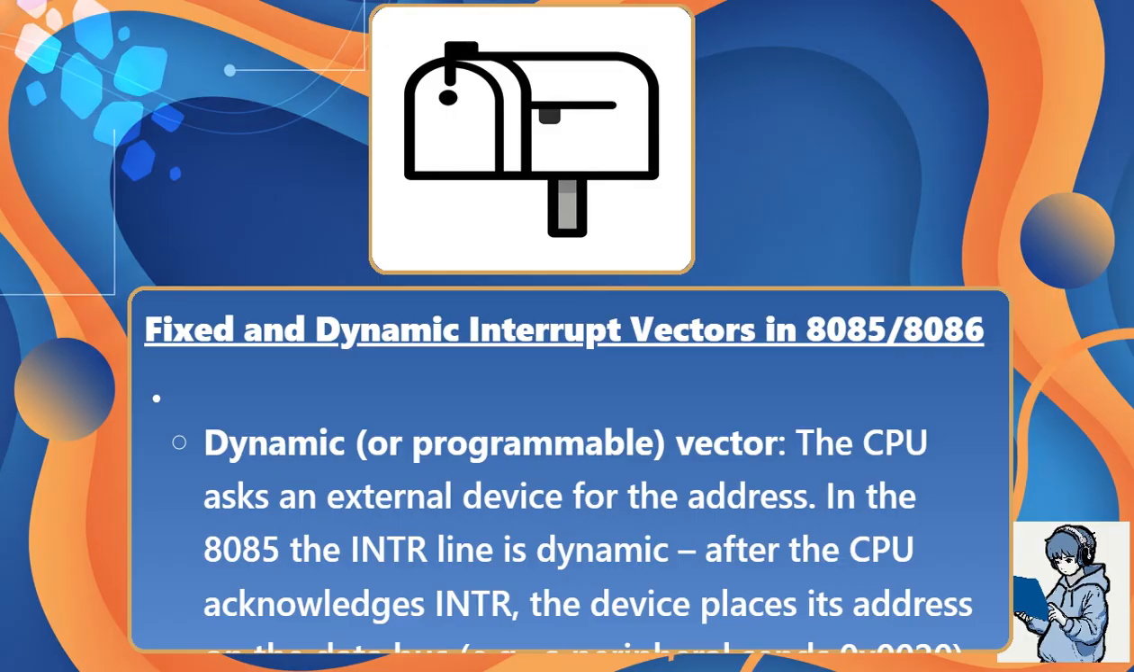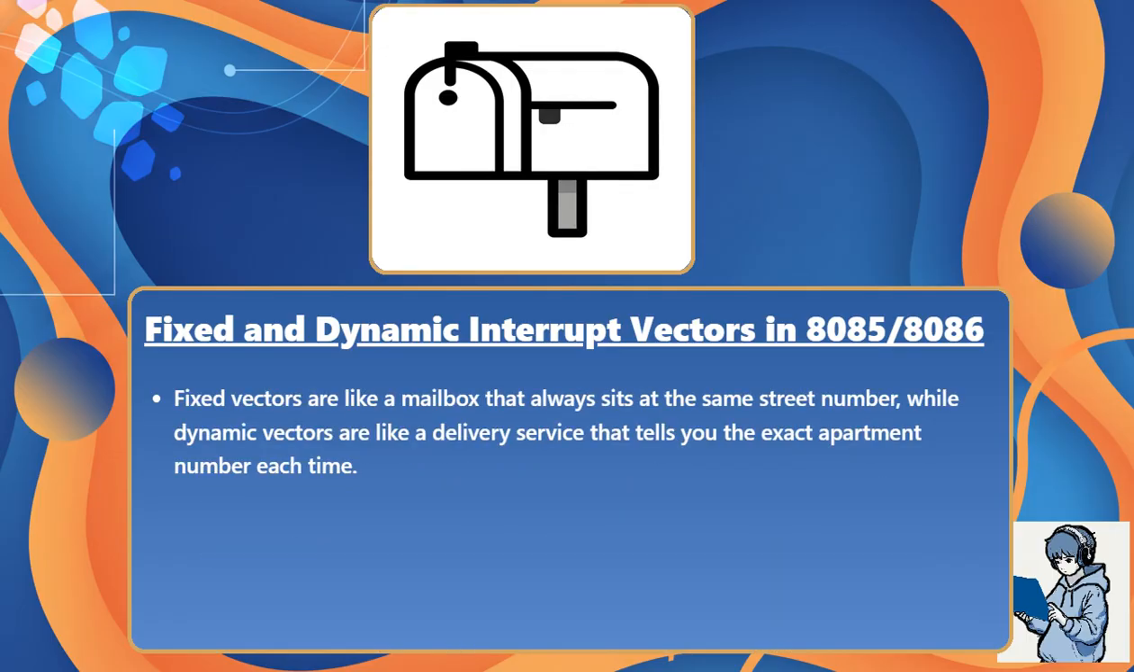The 8086 uses the interrupt descriptor table, IDT, whose base address is stored in the IDTR register. Each entry can be changed by software, making the vector dynamic. Fixed vectors are like a mailbox that always sits at the same street number, while dynamic vectors are like a delivery service that tells you the exact apartment number each time.